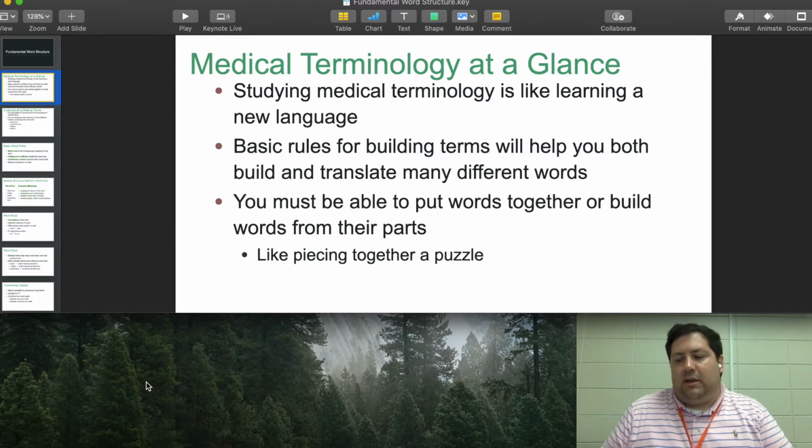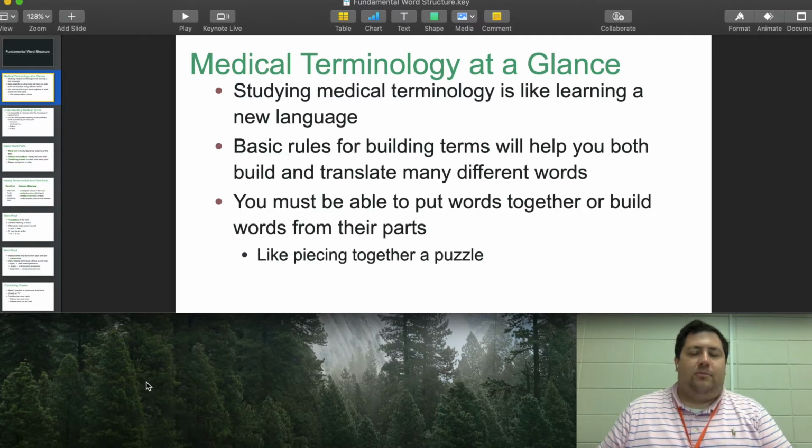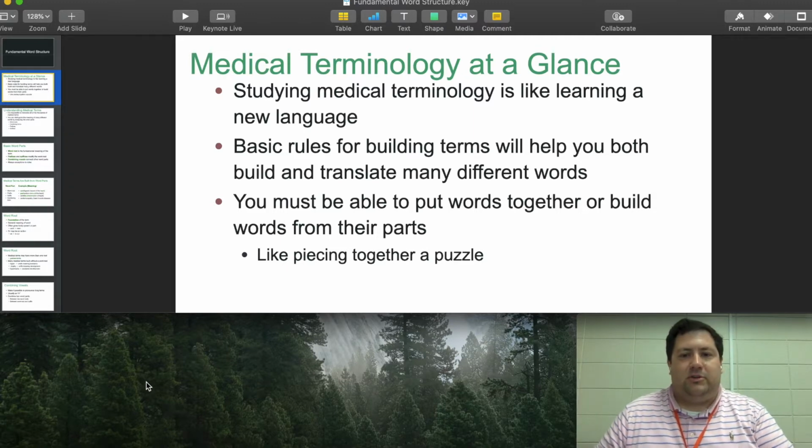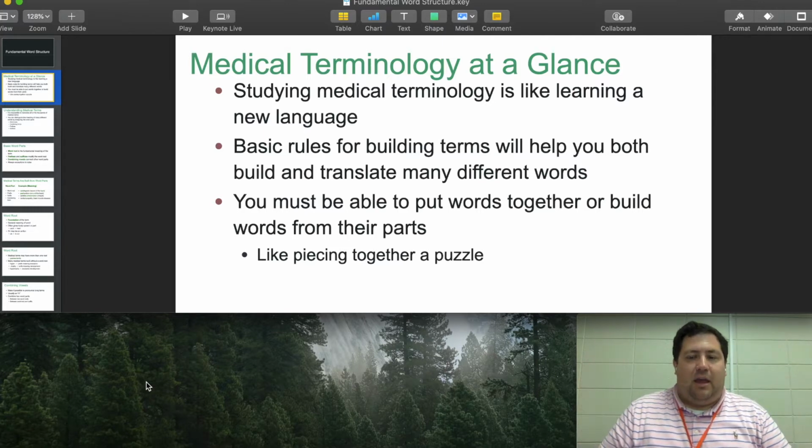When you're looking at medical terminology, it is a lot like learning a brand new language. That new language has a whole bunch of different rules and ways that you can build different terms, which allows you to put these words together from their independent pieces, like a puzzle.